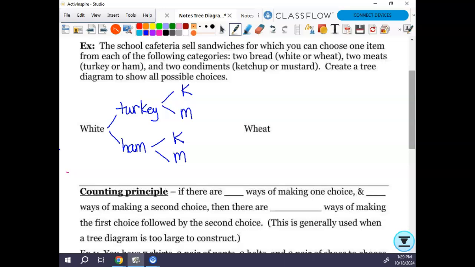Or I could choose wheat bread. And if I chose wheat bread, then I could choose turkey or ham. And then from there, I choose either ketchup or mustard. And here, ketchup or mustard.